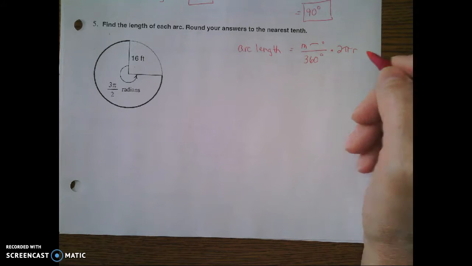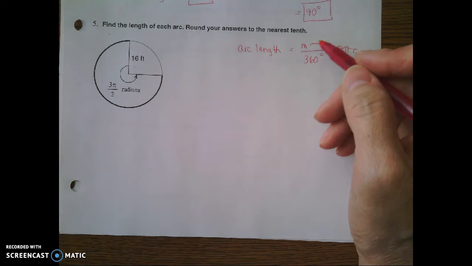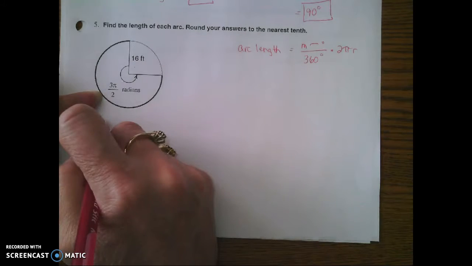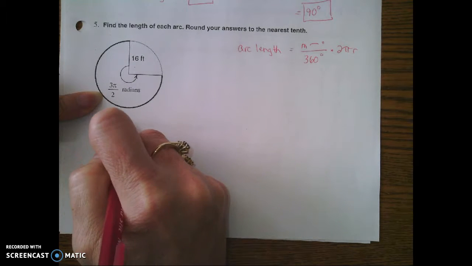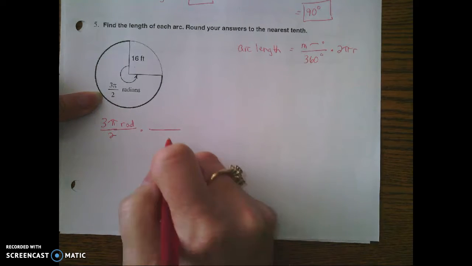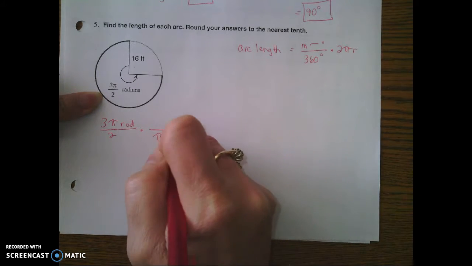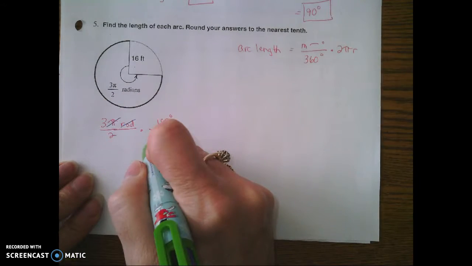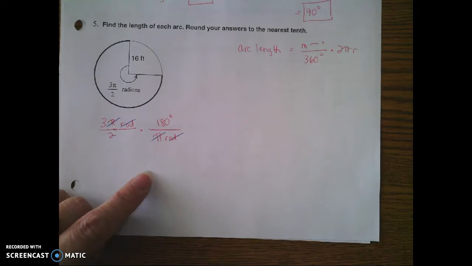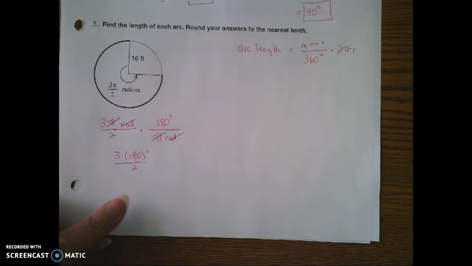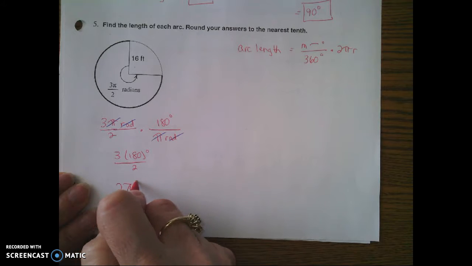The only thing that's on the reference sheet is the 2 pi r. So we need to be in degrees. If you notice, I am in radians. So first thing we need to do is take my 3 pi halves radians and change that to degrees. So I need my pi radians in the denominator and my 180 degrees in the numerator. The pi and the radians cancel out. So now I have 3 times 180 degrees divided by 2, which should be 270 degrees.